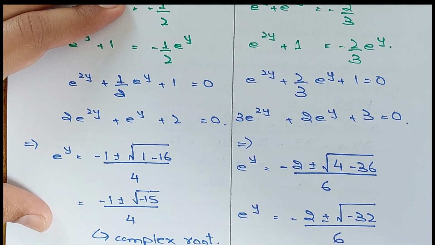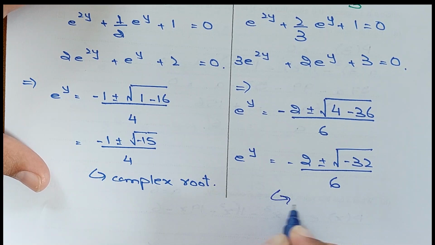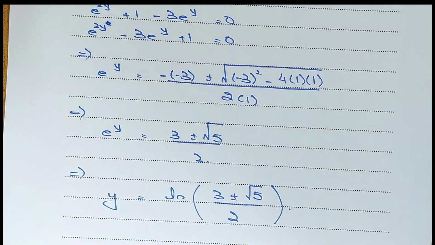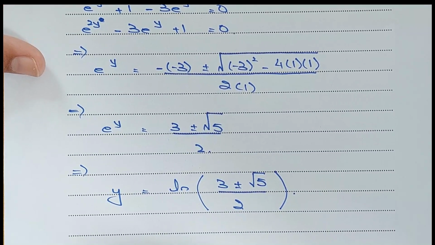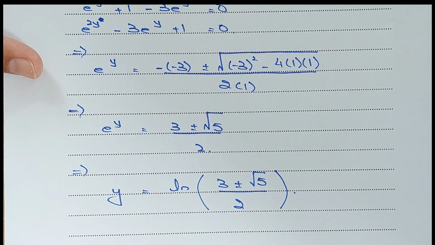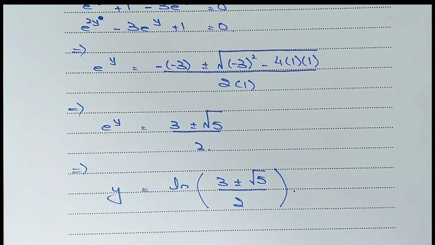Again square root contain a negative sign, which is a complex root, right? So the only root is y equals to ln of 3 plus minus square root of 5 by 2. So that is only solution. So that was the last question of our paper.